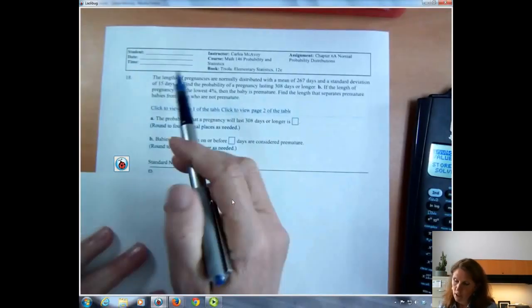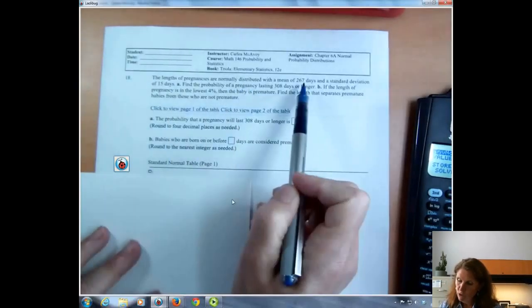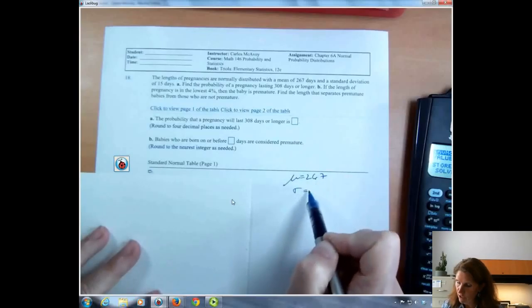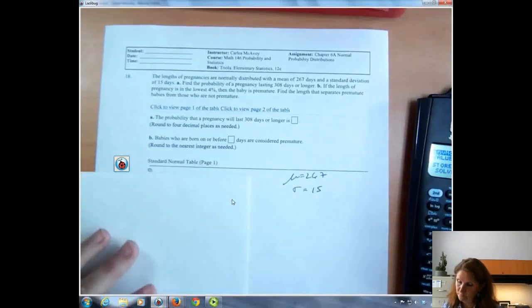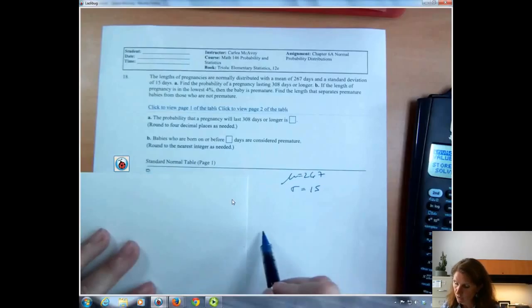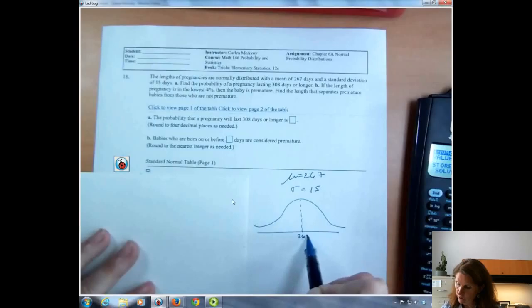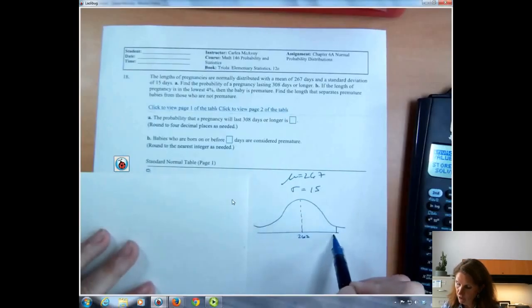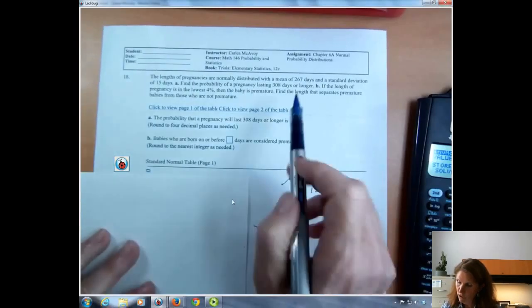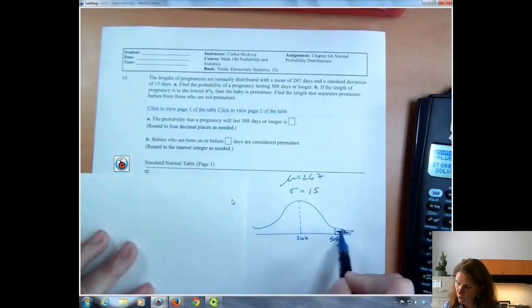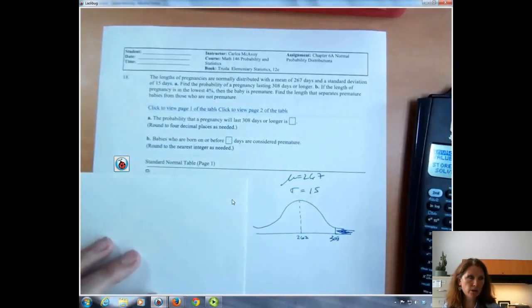Anyways. All right, the length of pregnancies are normally distributed with a mean of 267 and a standard deviation of 15 days. Find the probability of a pregnancy lasting 308 days or longer. So that means that we're looking at the area. Here's 267. Here's 308 over here. And we want to know the probability of it lasting longer than that. So we want to know what's the area over here more than 308 days, right?